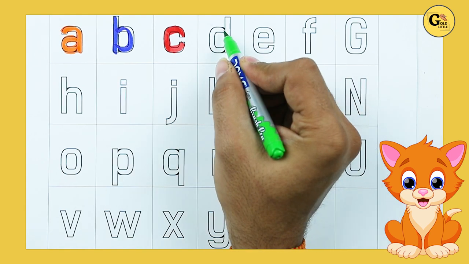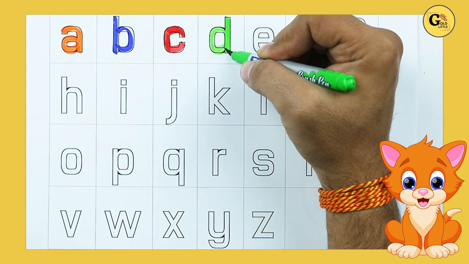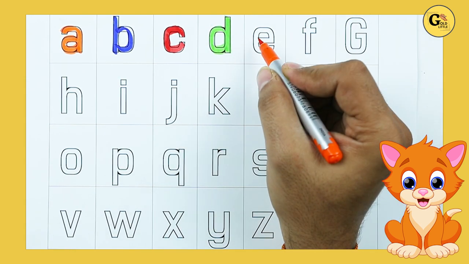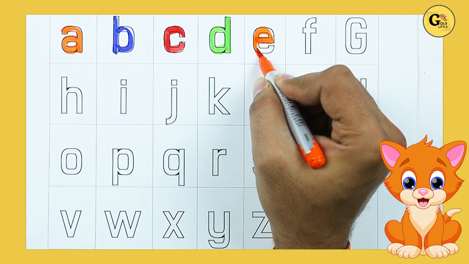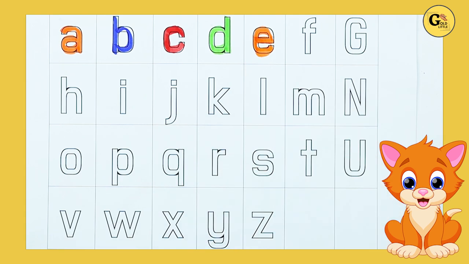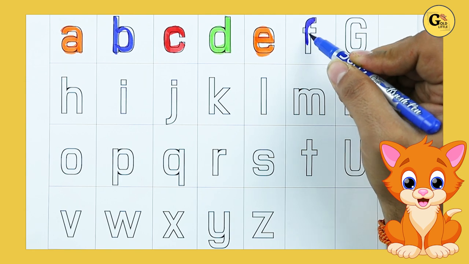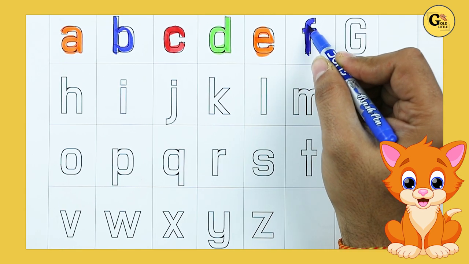D. D for dog. It's D. E. E for elephant. F. F for fish. It's F.